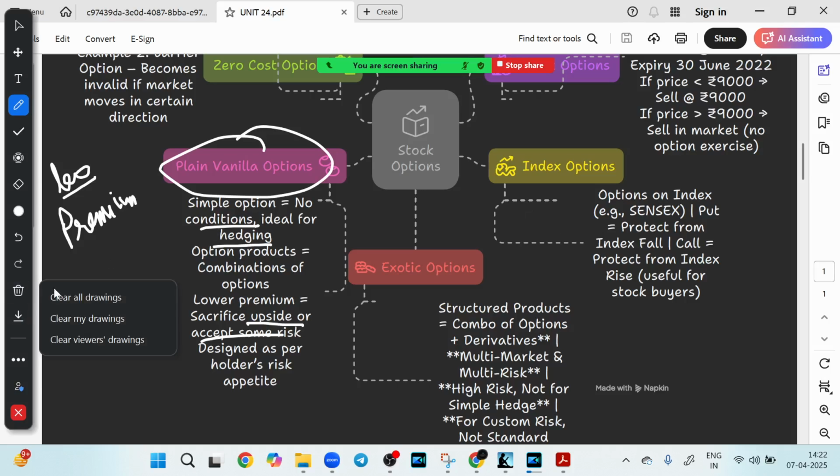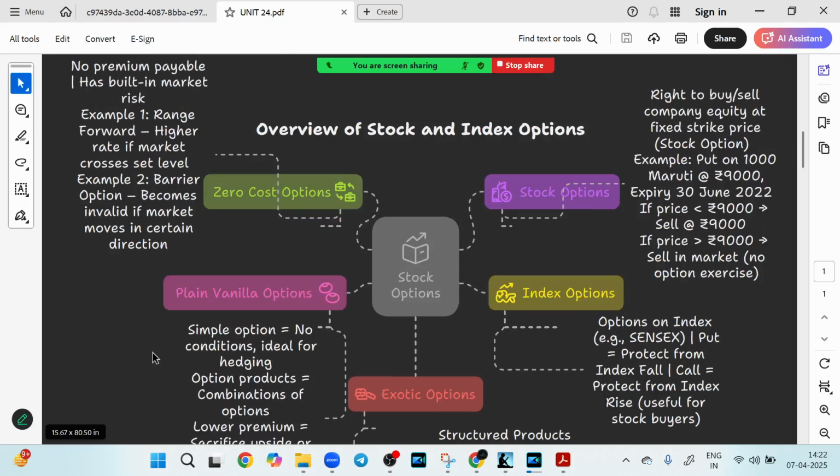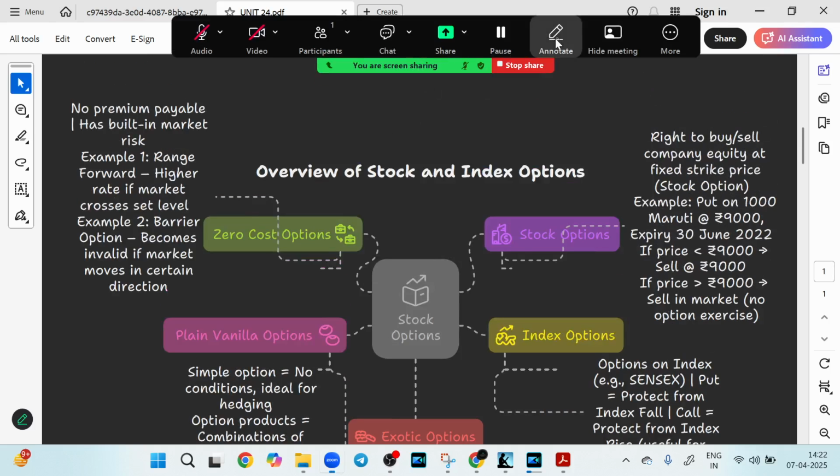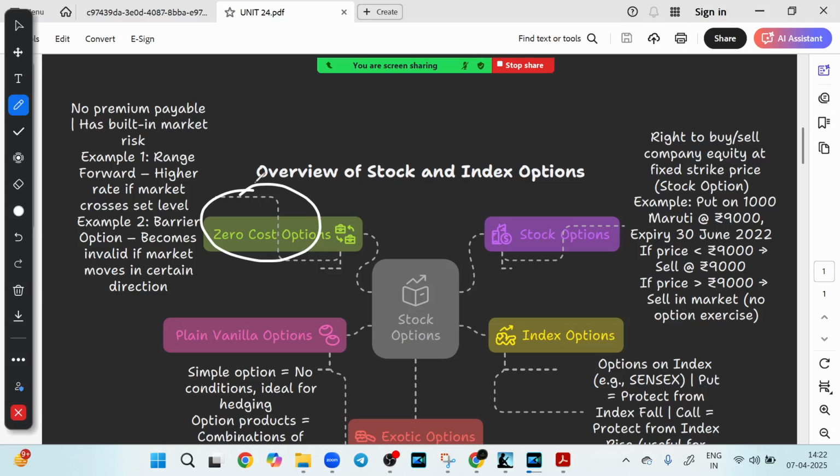And the third option is called exotic option. You know what is exotic option? See, these are designer options tailored to complex strategy. So they combine options and they combine derivatives. The combo of option and derivative, right? And they create a custom financial product. There's something like multi-market exposure. There is something like multi-risk hedging. There is something called high risk. It's not there for basic hedging.